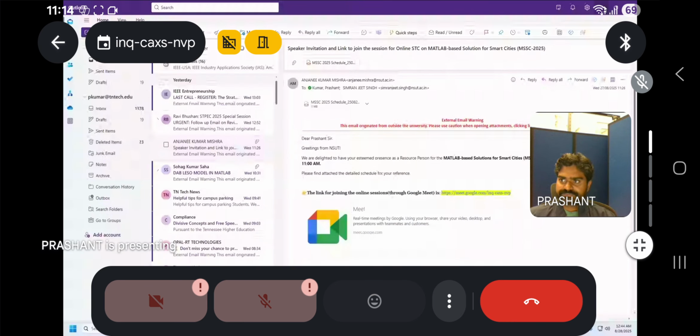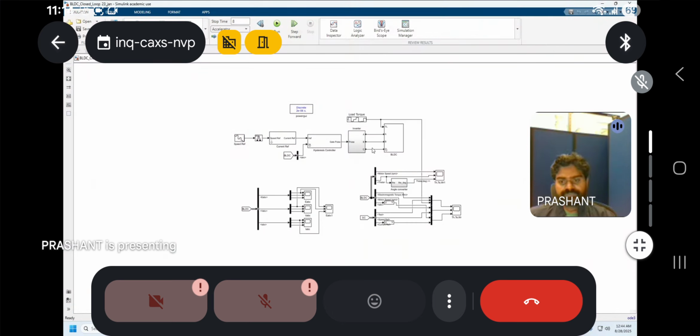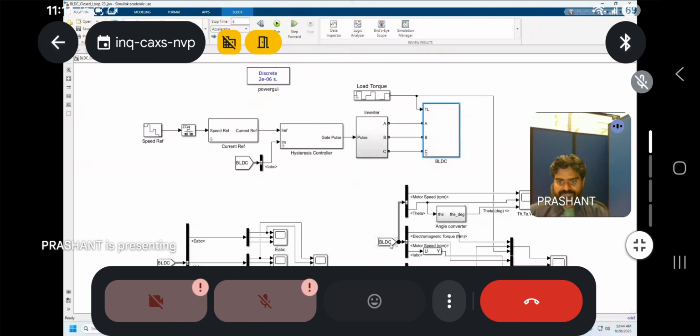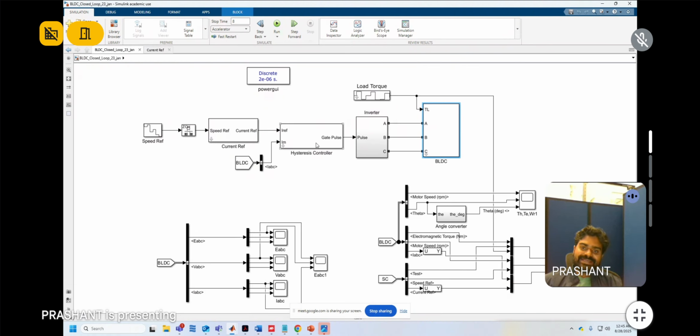Now, coming to this Matlab file, how we can develop the mathematical modeling of the PMBLDC motor drives. See here, this is a PMBLDC closed loop system. Here we give some reference speed, and from there we generate some reference currents, and from there we generate the gate pulses to drive the inverter, and that inverter will be used to drive the brushless DC motor drive.